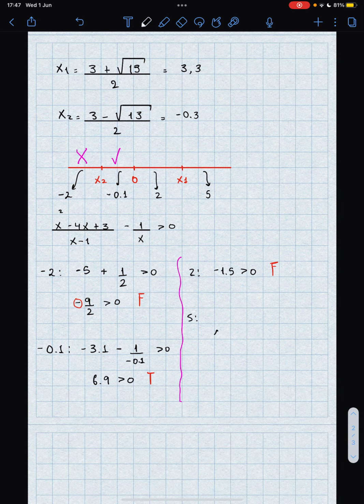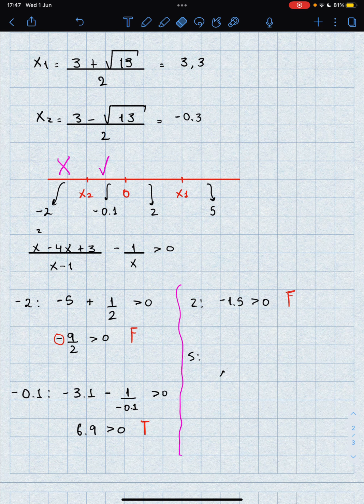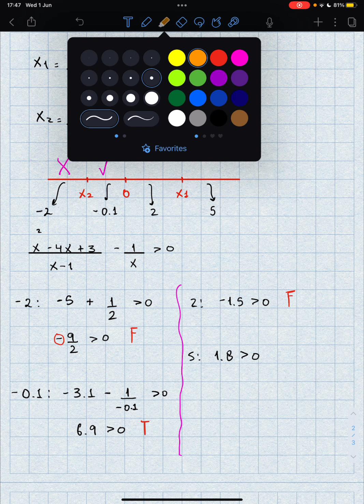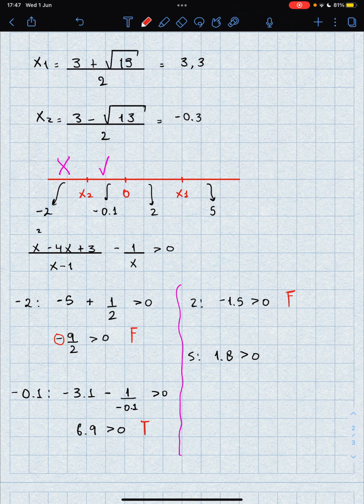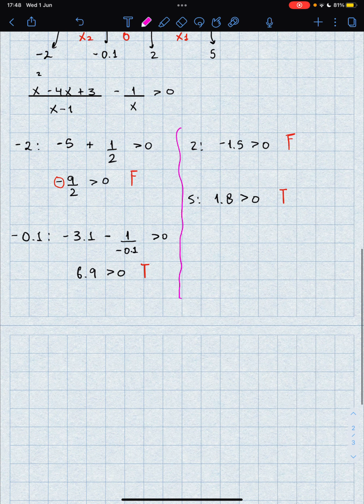Sorry guys, sorry. Okay, so this is 1.8. This is greater than 0. Yes, sir. This is true. So, okay, let me do it. So this is no, and this is a yes. So now we know the interval of this inequality.